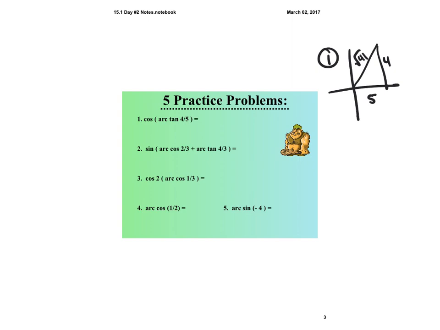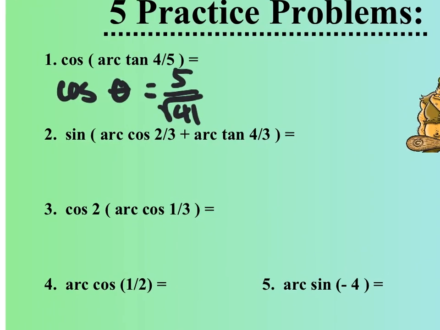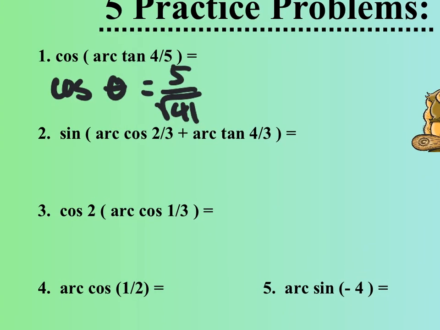So that means the cosine, that's a theta. Here's theta. There's my triangle. So the cosine of that theta is going to be equal to adjacent over hypotenuse, or 5 over the square root of 41. Okay, let's try the next one. I think I see the sum formula for sine.